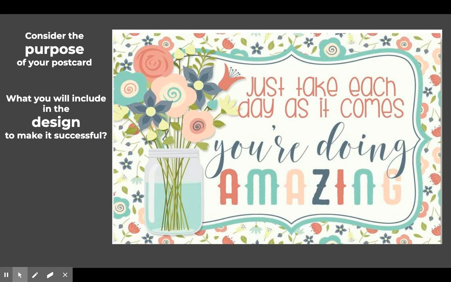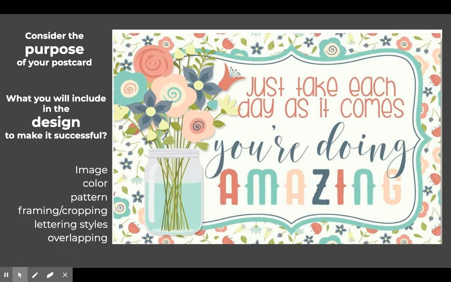When considering your design, think about the following things. Think about what type of image or picture you would like to include on it. Think about how you can use color to your advantage. Thinking about patterning, you can see the patterns here in this artwork in the background. Framing or cropping, you can see that the lettering here is framed in, and that cropping or some of the parts of the artwork are cut off and go off the edge.